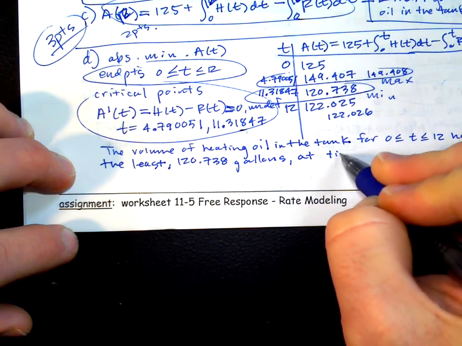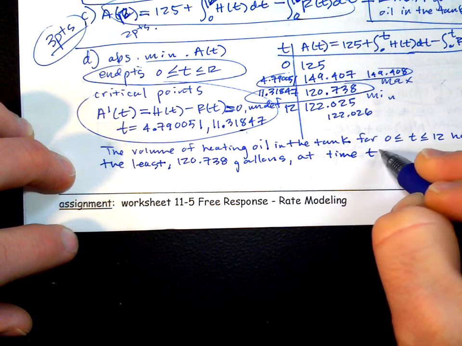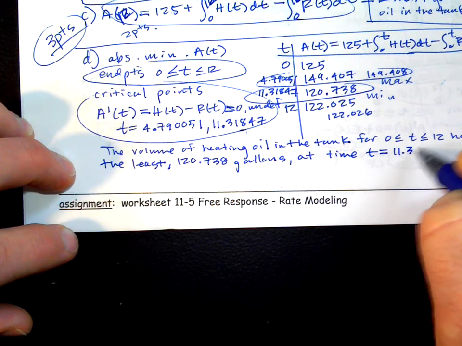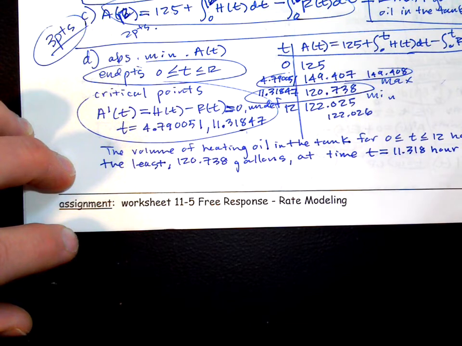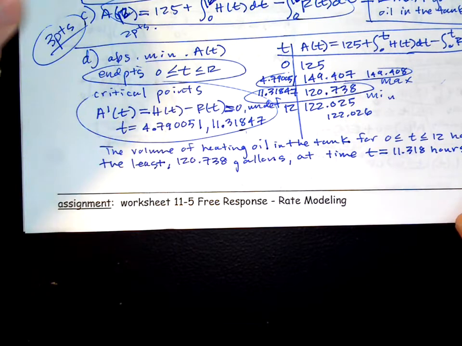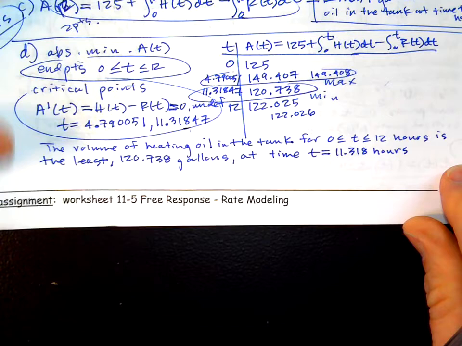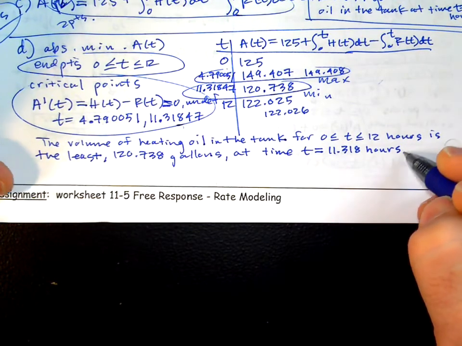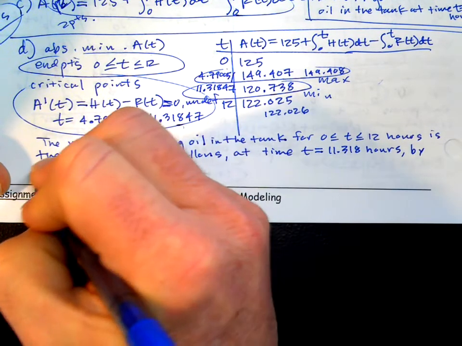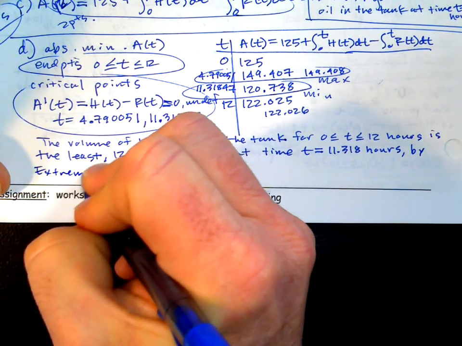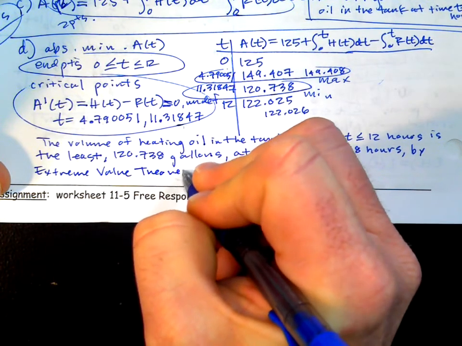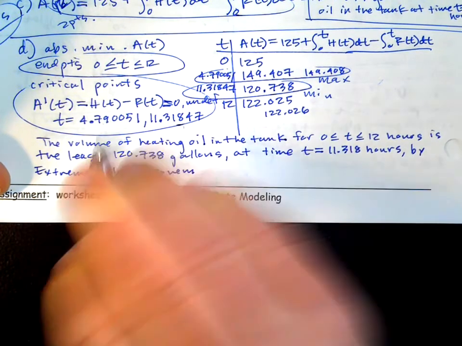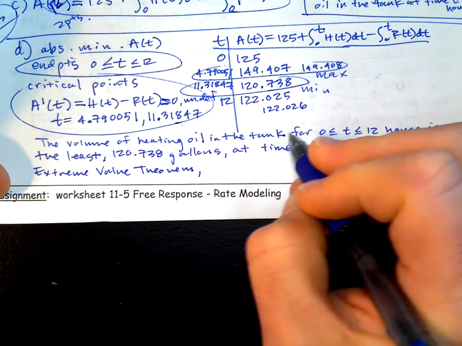At time t equals 11.318. 3 decimal accuracy for your final answers. Hours, units. So that's a really good description of your answer, but let's justify it by extreme value theorem. Write it out. Don't initialize it. This is free response. Don't be lazy.